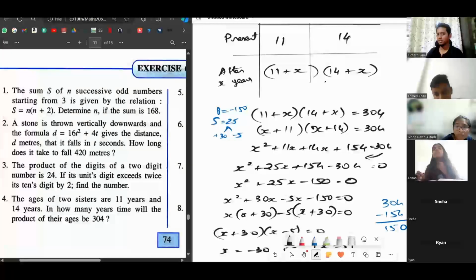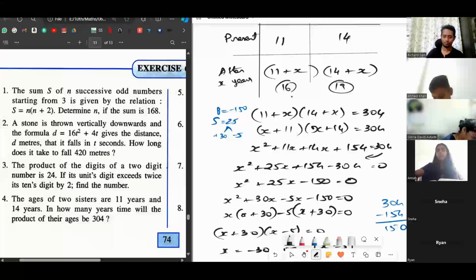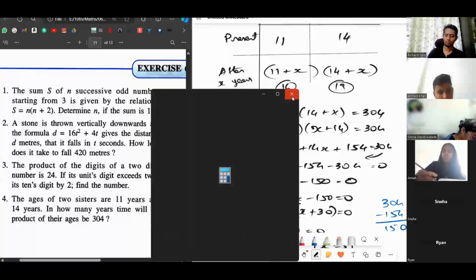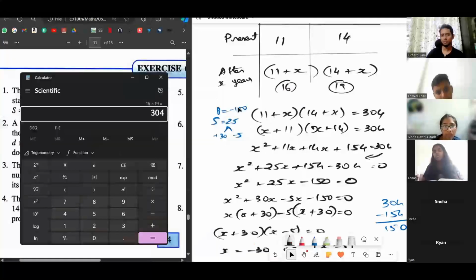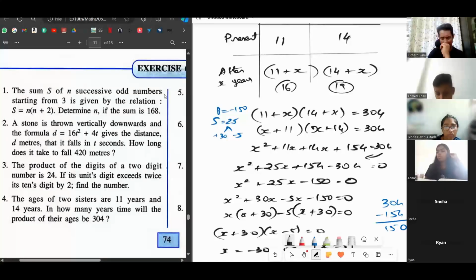Let's try now, 16 into 19. After 5 years, their ages are 16 and 19. 16 into 19 should be 304. In our equation, the product is minus 150, no? Yes, minus 150. So I took plus 15 and minus 10. I took the two numbers. That's not adding up to 25, no? Yeah, that's adding up to 25. What, plus 15 minus 10?